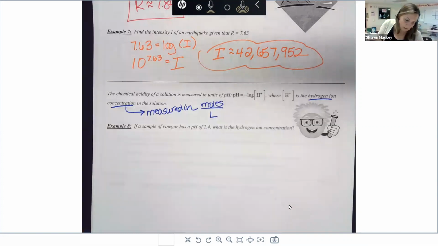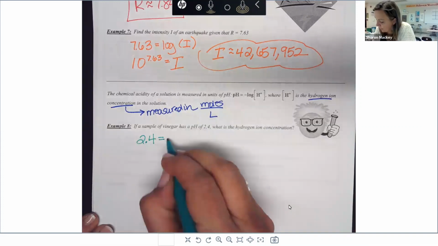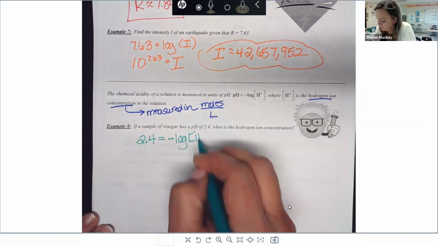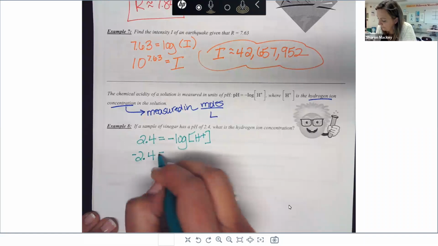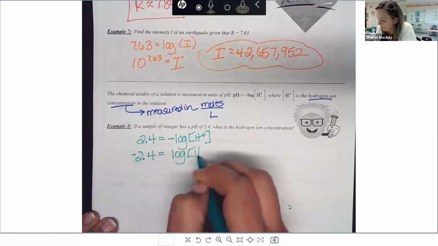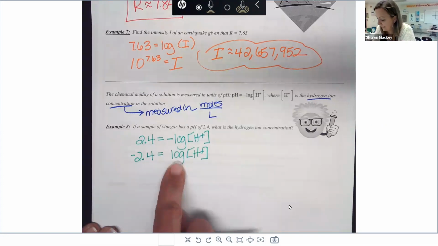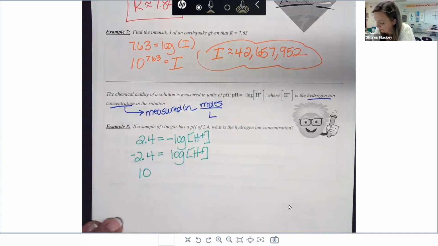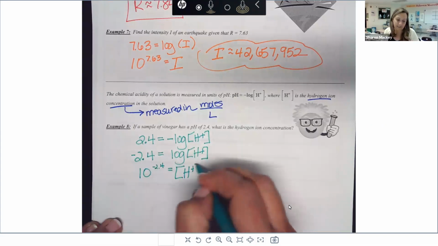So this says if a sample of vinegar has a pH of 2.4, what is the hydrogen ion concentration? All right, well, let's just put 2.4 in for the pH, and that's going to be the opposite of the log of the hydrogen ion concentration. Obviously, we would then divide by a negative. And to solve a logarithmic equation, we can rewrite it in exponential form. So again, the base of the common log is 10. The exponent would be negative 2.4. And then that would give us the hydrogen ion concentration.